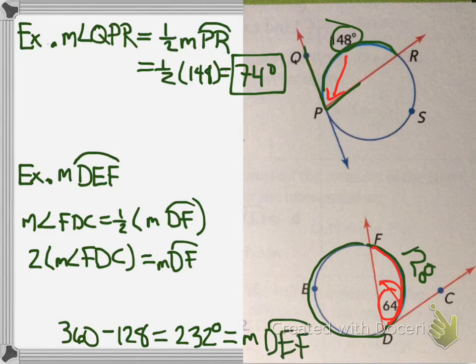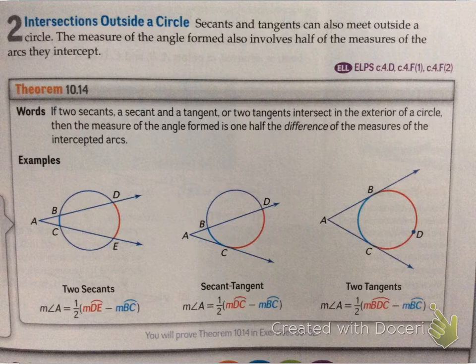Alright, last theorem: two secants, a secant and a tangent, or two tangents intersect in the exterior of a circle. If they intersect at the exterior point, the angle that is formed is half of the difference of the arcs. So this time I have to subtract instead of adding. Remember, when it's inside, you add. When it's on the outside, you subtract. Keep that in mind.